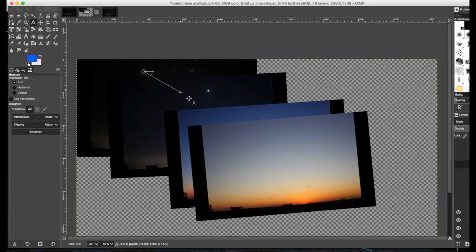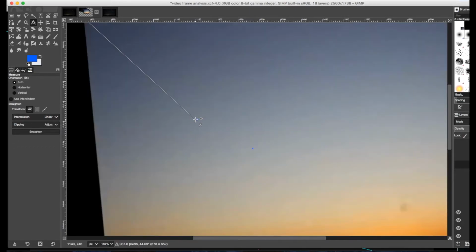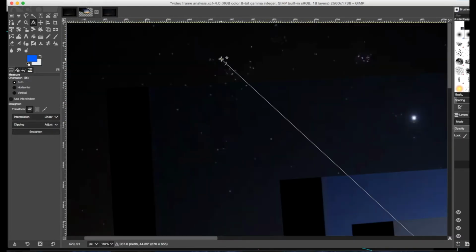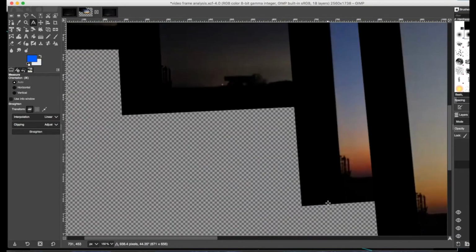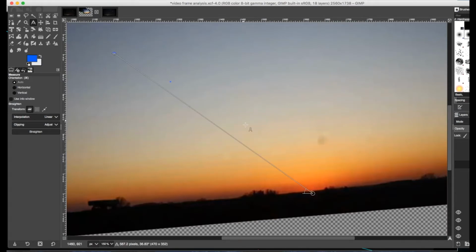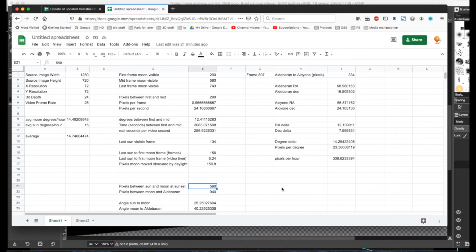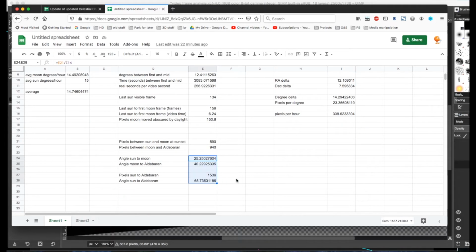And at that point, it was easy enough to measure the distance between the moon and Aldebaran, 938, and between the moon and the sun, 587. So here I ended up with 590 and 940. I worked these numbers out as well, which would be useful if I could add that kind of functionality in my app so that I could have it compute the instantaneous angle difference between two objects.